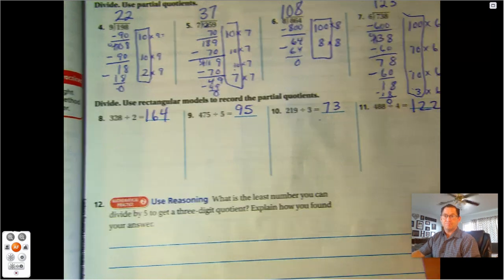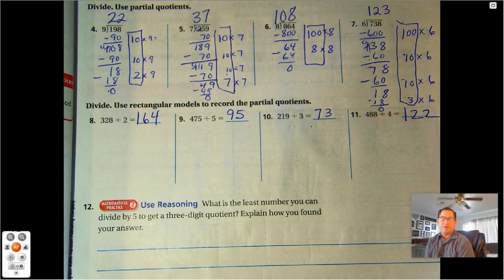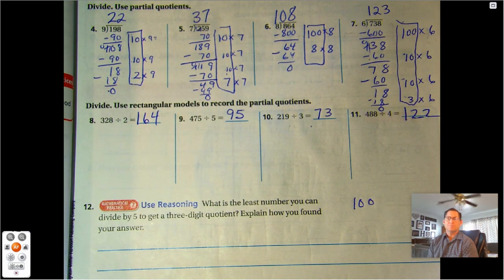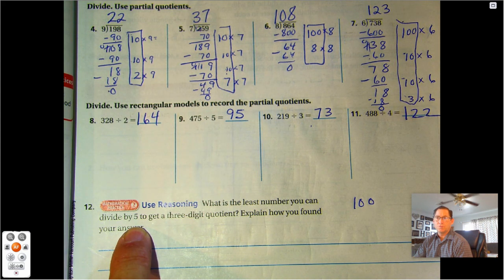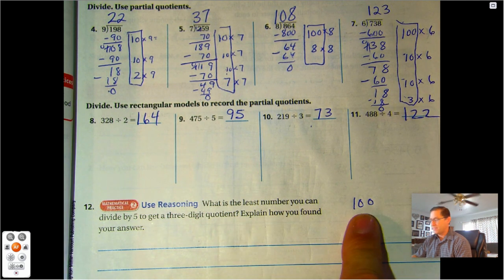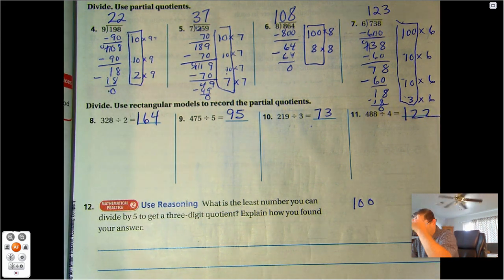All right, number 12. What is the least number you can divide by 5 to get a 3-digit number? Well, the smallest 3-digit number is 100, right? But I have to divide by 5. So in order to subtract multiples of 5 to get a 3-digit number, this would have to be 500. 500 divided by 5 is 100, right? So the smallest number has to be 500.